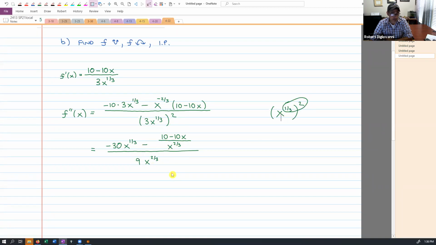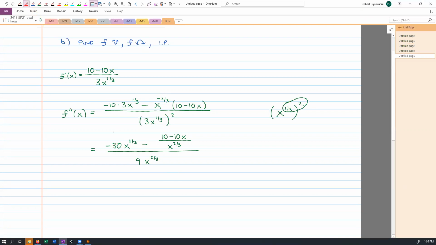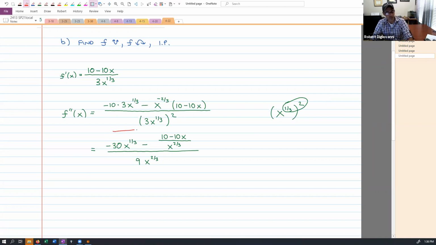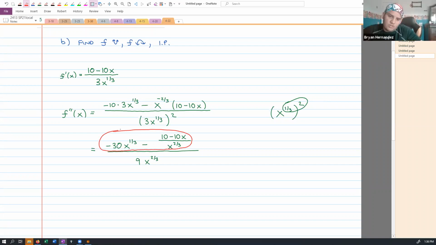Anybody have any idea what I'm going to do now? Can you factor out the exponents? We have complex fractions, fractions within fractions. What have I always done when I've had fractions within fractions? You make a common denominator in the numerator. I try to put those two together.